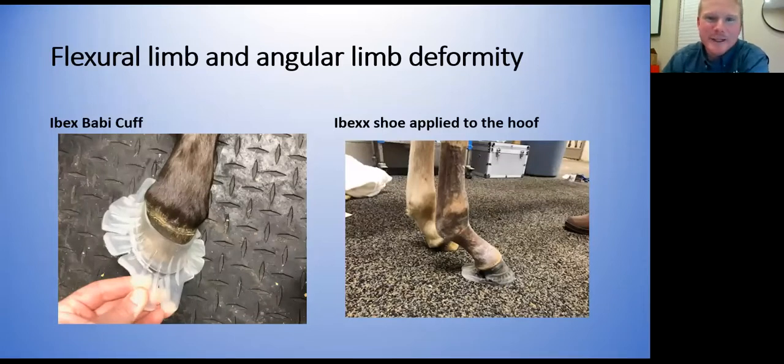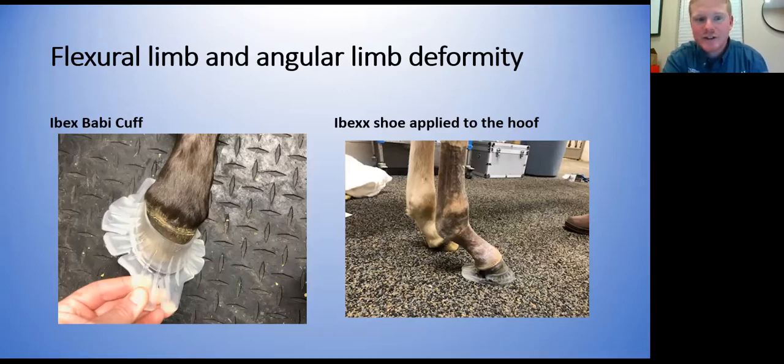Okay, this is really cool too. The flexural limb deformities are very important in managing the horse's hoof care and the foot. However, this is perfect timing for the month, because now we're starting to get foals on the ground shortly. So you look at the angular limb deformities. What I like in babies is what's called the Ibex baby cuff. Babies don't do well with shoes and nails, so these baby cuffs are very, very nice to use. They can buy them online.